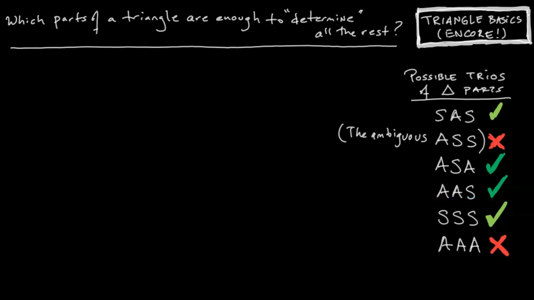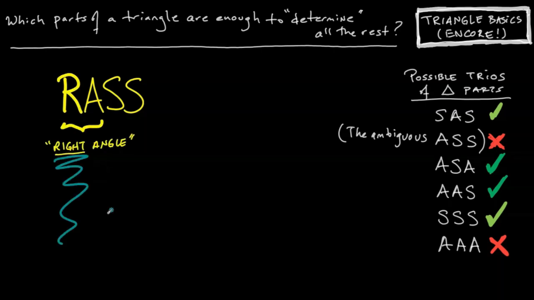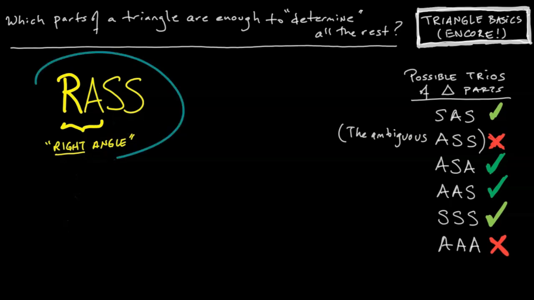I should mention one special case of the ambiguous SSA, in which the ambiguity disappears. If you have not just SSA, but RASS. RASS, you say. What is RASS? That's right angle side side. If we have RASS, then as I say, the ambiguity in the ambiguous SSA disappears, and RASS is enough to determine a triangle. Why is that? It's very easy to see.